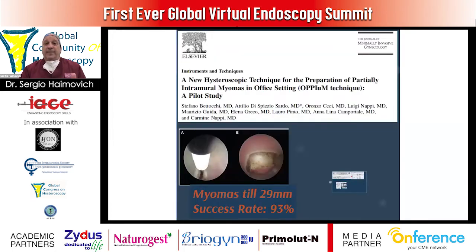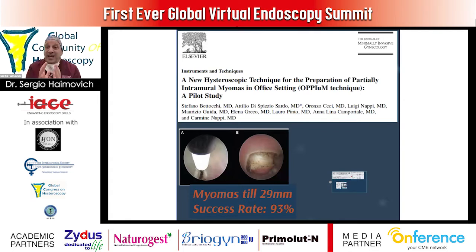So how did we arrive at this enucleation? This was my inspiration. Stefano Bettocchi published in 2009 the opening technique, the preparation of partially intramural myomas in an office setting. What he did, as you can see in the picture, is use the Twizzle of the VersaPoint to cut a crown around the myoma, cutting the mucosa and reaching the pseudocapsule.